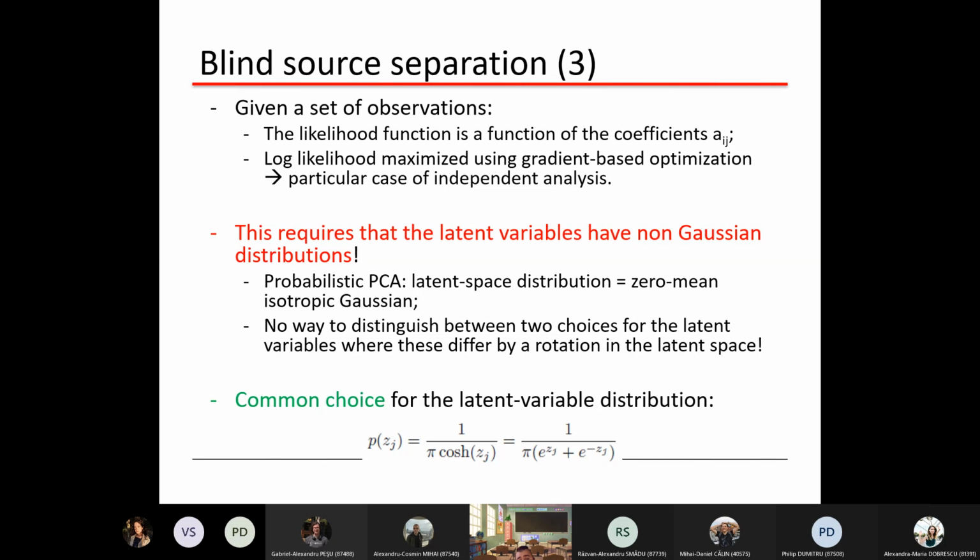And therefore there is no way to distinguish between two choices for the latent variables if these two variables differ by rotation in the latent space. And therefore, for ICA, the common choice for the latent variable distribution will be 1 over pi multiplied by 1 over hyperbolic cosine of zj. So it has this formulation.